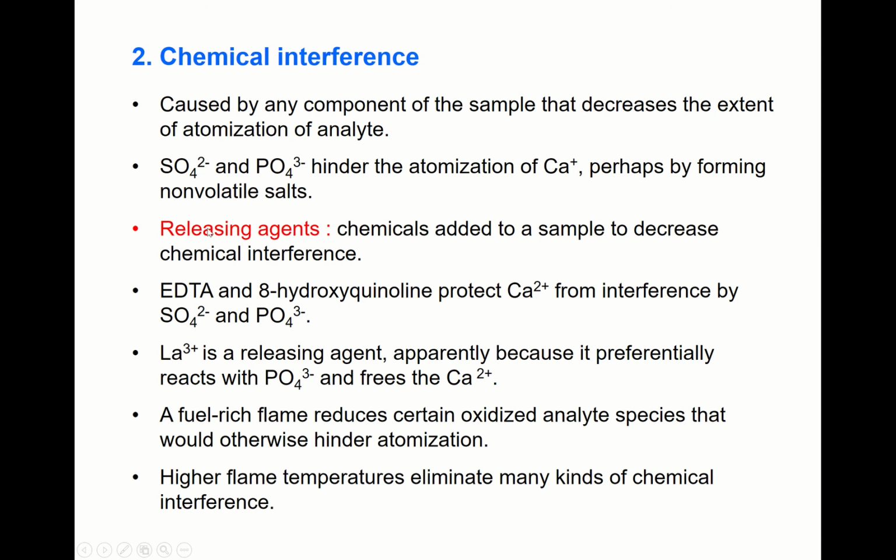How? You can use a releasing agent. A releasing agent is a chemical added to a sample to decrease chemical interference. For example, EDTA and 8-hydroxyquinoline protect calcium ion from interference by sulfate and phosphate ions. Do you know the principle behind EDTA and 8-hydroxyquinoline?